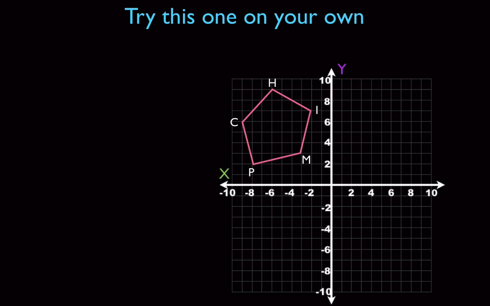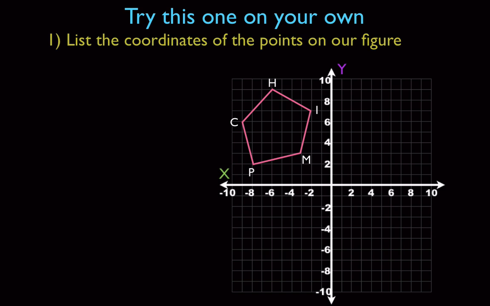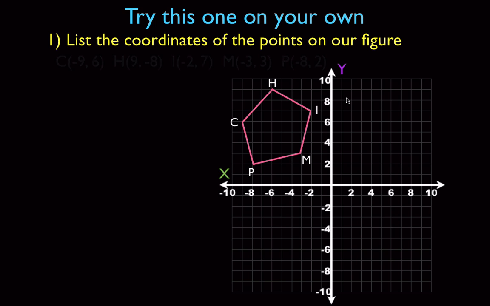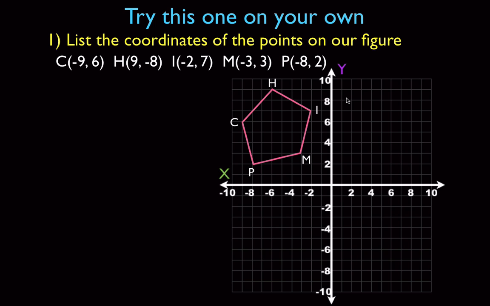Okay, last one for you guys to try. I don't know if you picked up on the animal theme, but here we have chimp, C-H-I-M-P. So what I want you guys to do is write the coordinates of those points, and then we'll do the translation. Okay, the points are negative 9, 6, 9, negative 8, negative 2, 7, negative 3, 3, and negative 8, 2.